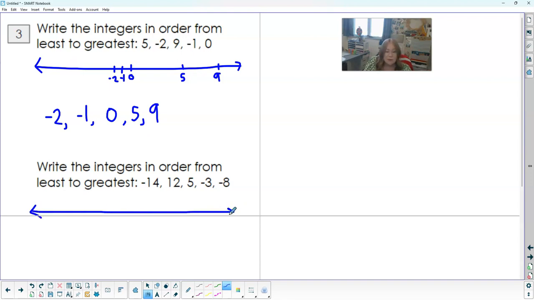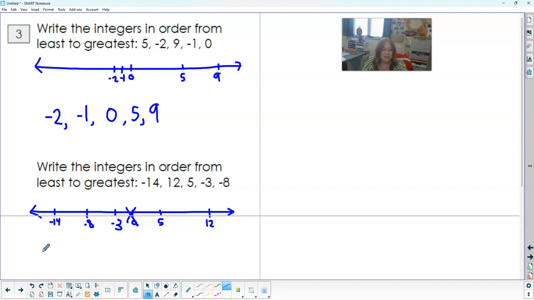So we want to make sure we draw out a little number line. So here's 0, so negative 14, I'm going to stick it over on the negative side a little ways away. Then I have positive 12, go right over here. And we have positive 5, 1, 2, 3, 4, 5. Negative 3, 1, 2, 3. And I have negative 8 goes in here. Now 0 is not part of this set. That just helps me know where were the positives, where were the negatives.